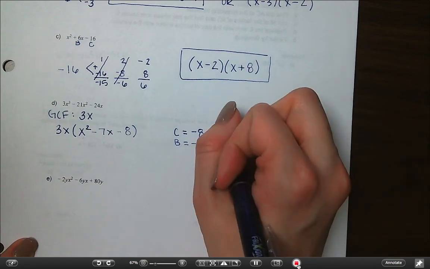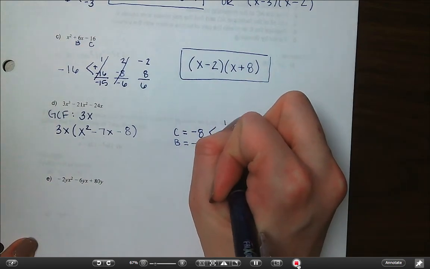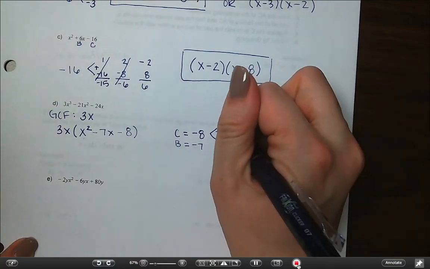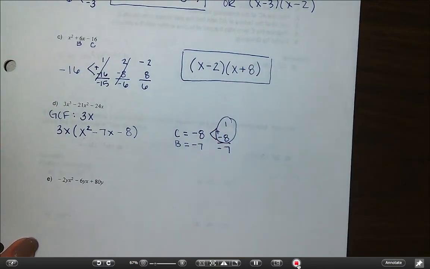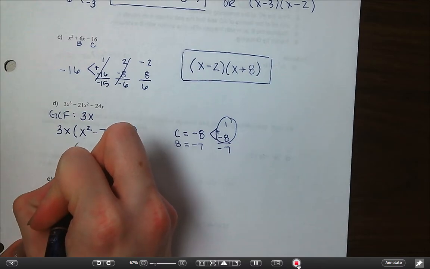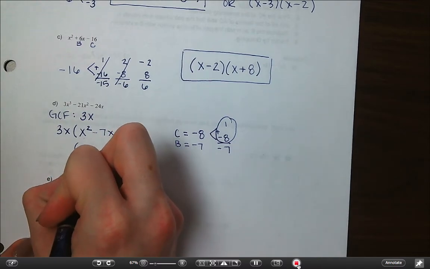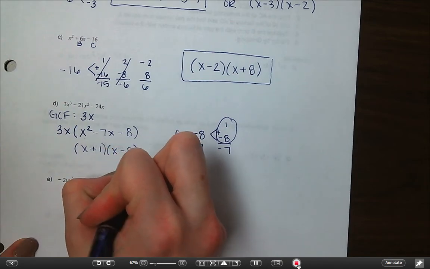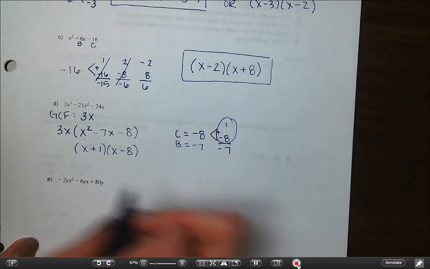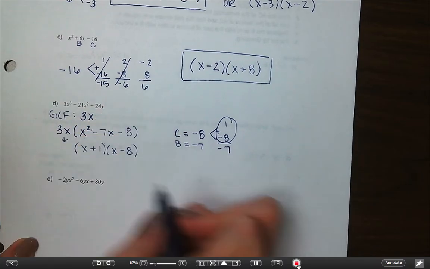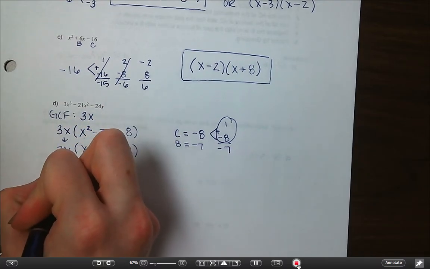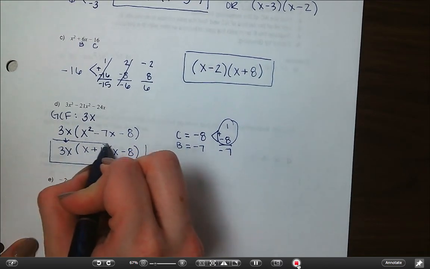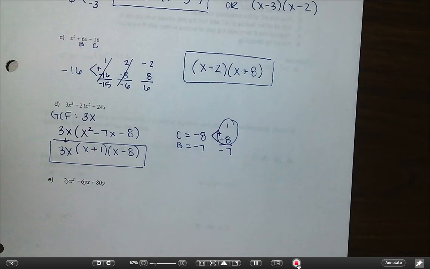Okay. So we have 1 and negative 8. If we add those together, we do get negative 7. So there's our factor pair. So we can bring down this trinomial and factor it to be x plus 1 times x minus 8. But to be completely factored, we also need to bring down that GCF we started with, that 3x. So 3x times the quantity of x plus 1 times the quantity of x minus 8.